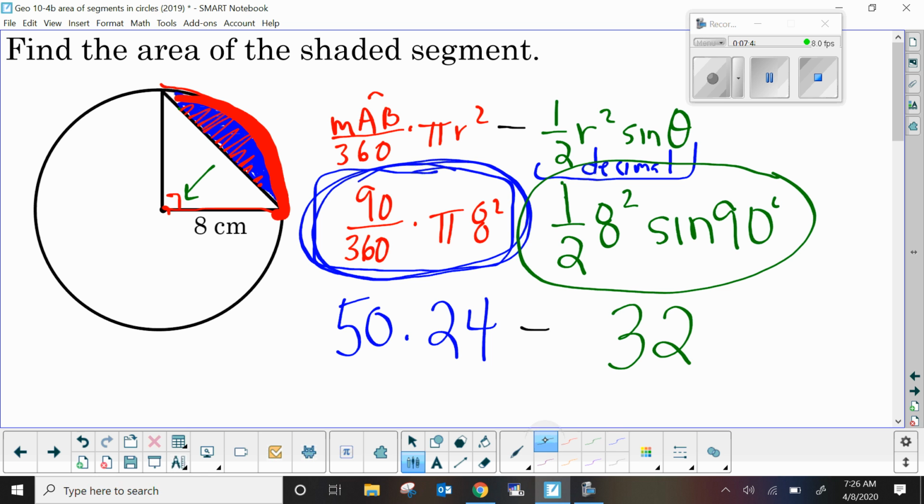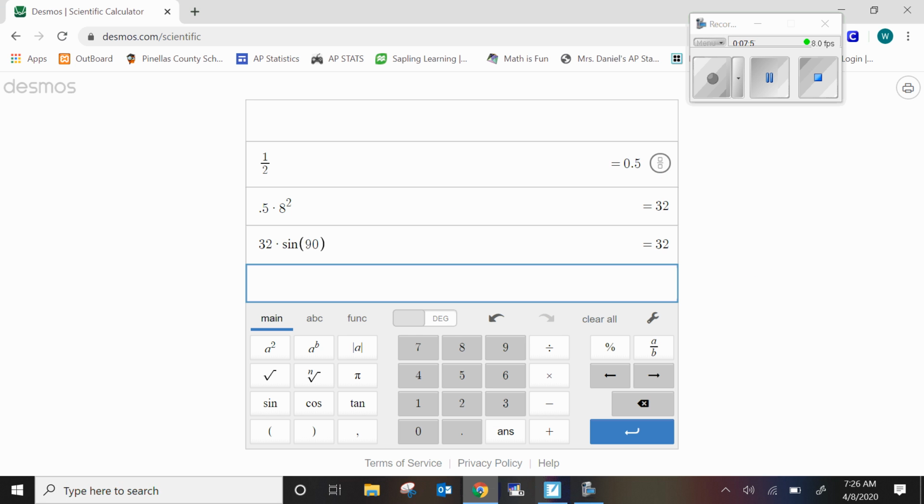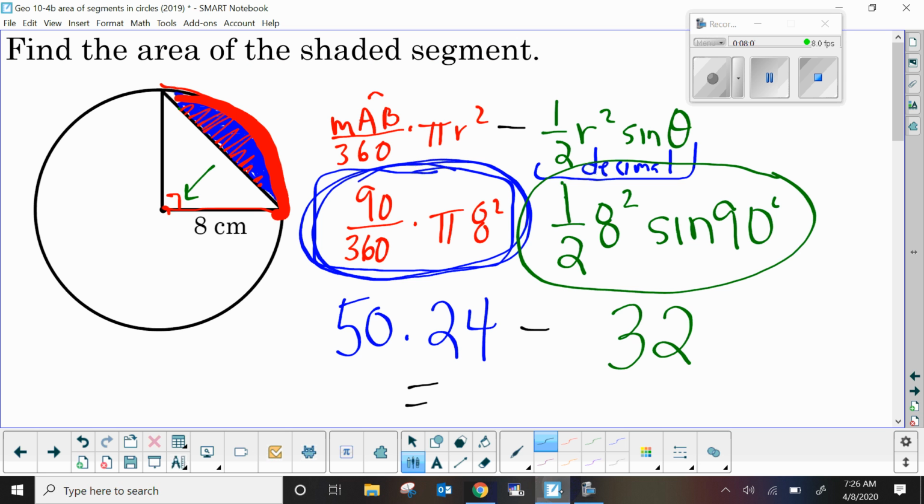Okay, all I have to do is 50.24 minus the 32, and I'm left with 18.24. So the area of just this segment in this problem, just this segment, is 18.24, and area is always units squared, so centimeters squared.